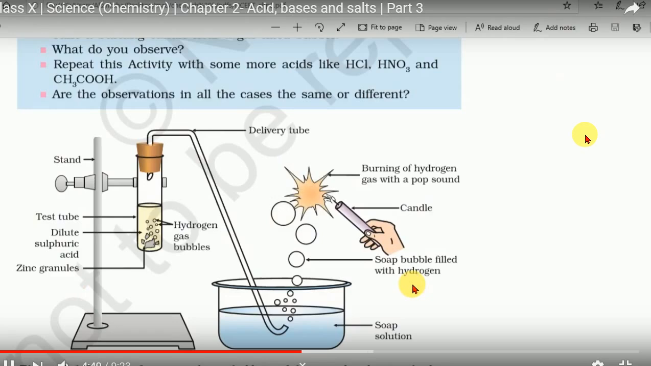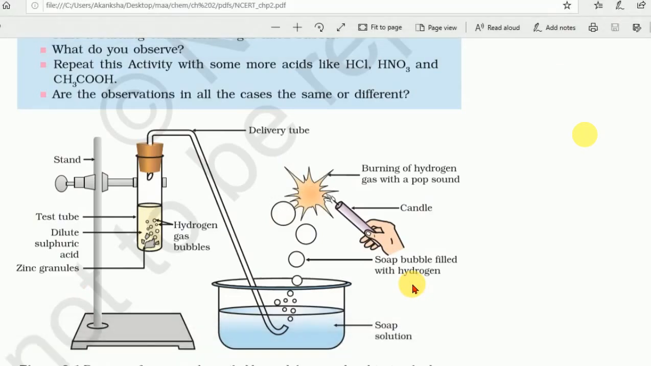We have seen the distinguished characteristic test for hydrogen gas. Bring a burning matchstick near the gas bubbles. The gas will burn with a pop sound. Right? So this is the hydrogen gas test.